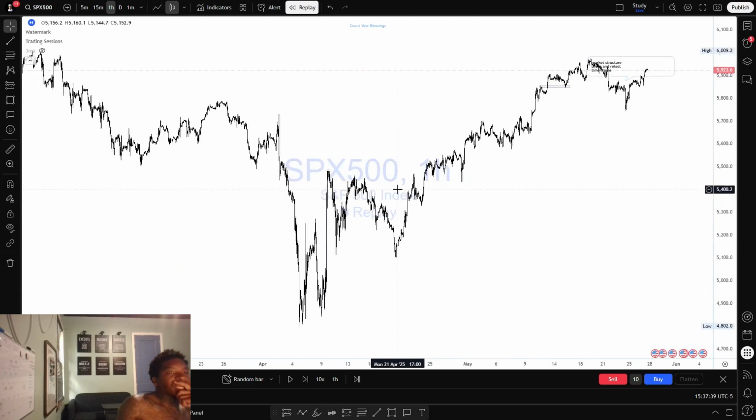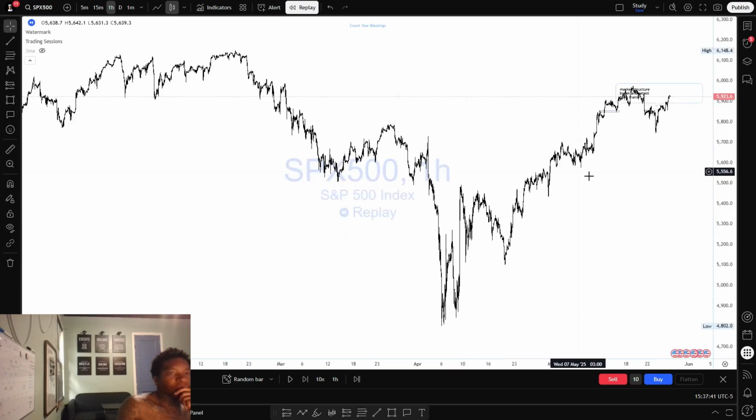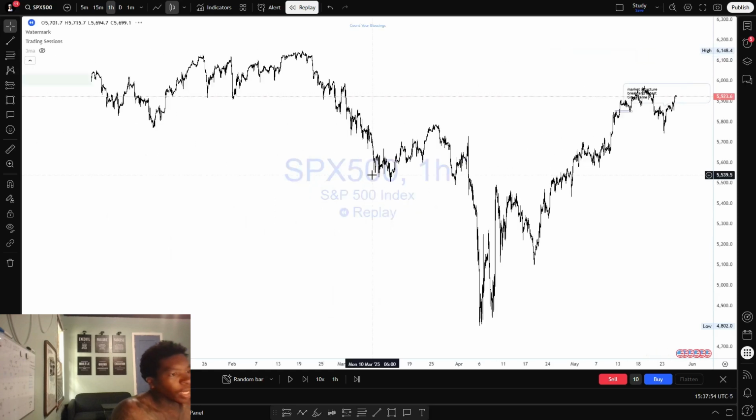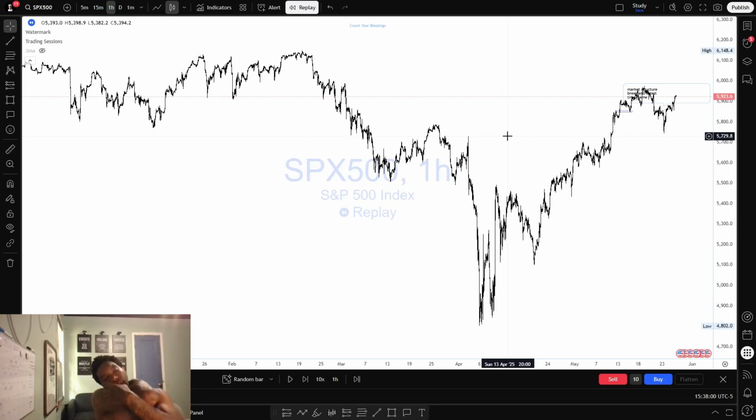Even this right here. So just going off market structure, I know that price is likely to continue higher based off this pullback that it did here. And that really just came with experience, but I can't be completely wrong.